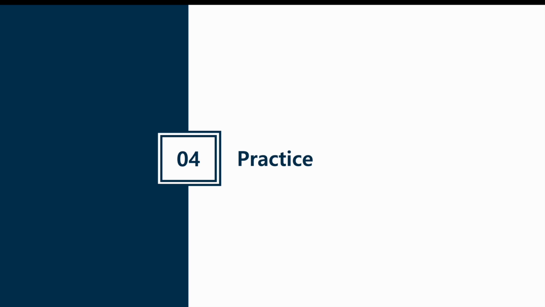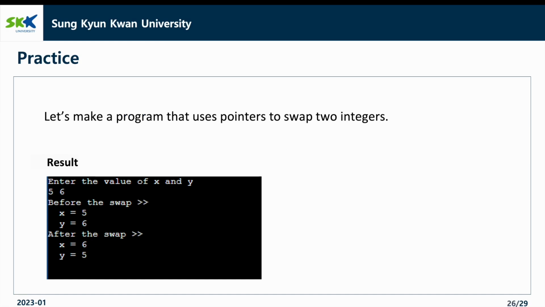So far, we have looked at the concepts of arrays and pointers. Now, let's solve a question using the things we learned earlier and wrap up the class. This time, let's make a program that uses pointers to swap two integers. Stop the video for a moment and take plenty of time to figure it out.